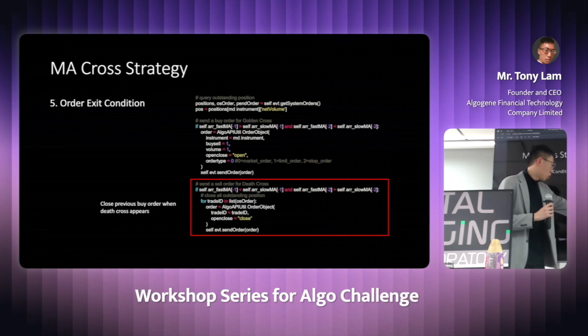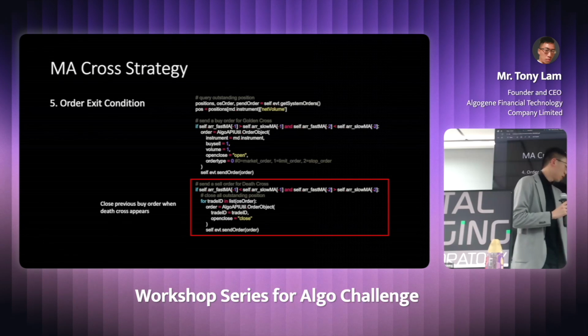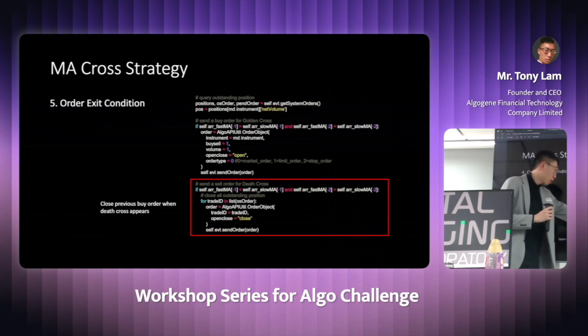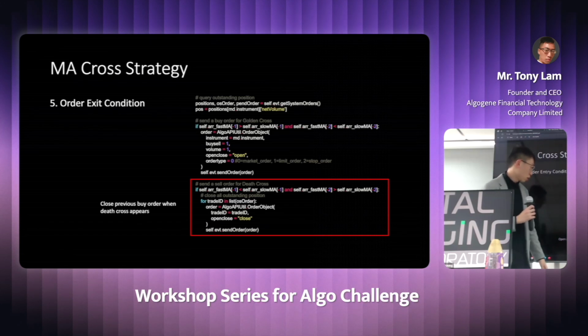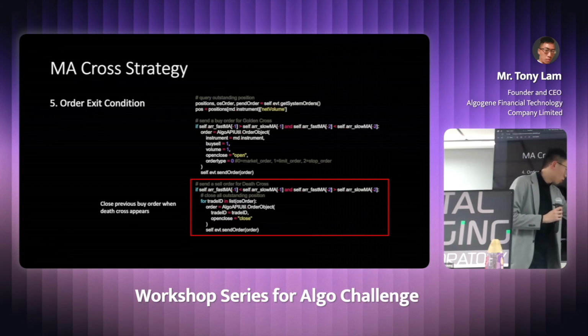So we create an order object, and then we set the instrument, and then we set the buy/sell. If the buy/sell is 1, that means it is a buy order. If it is -1, that means it is a sell order. And then the volume means the number of lots or the number of contracts. And then we use a market order.